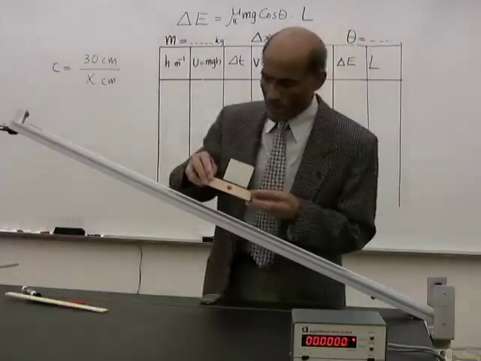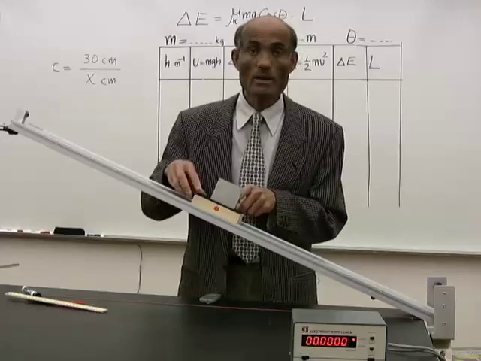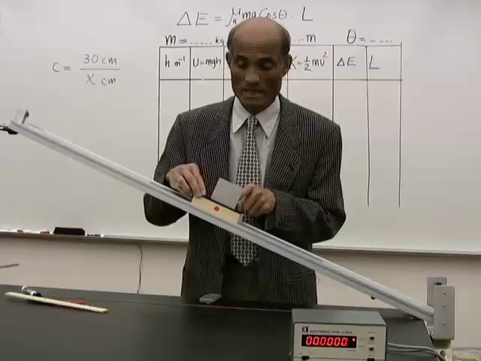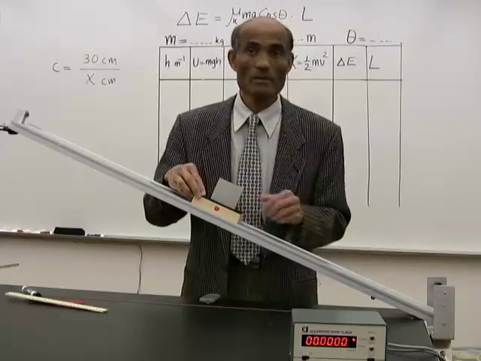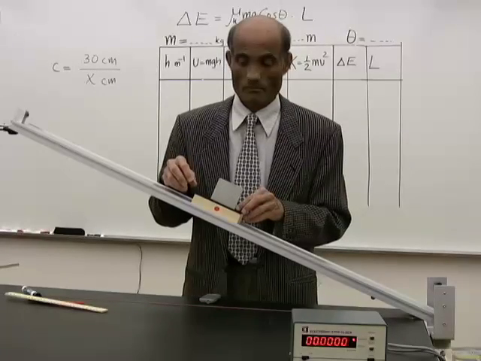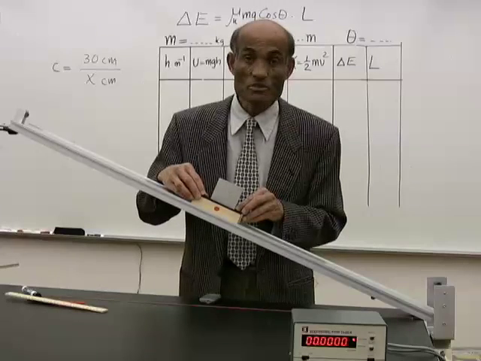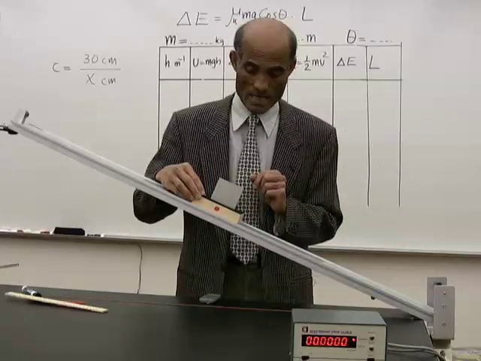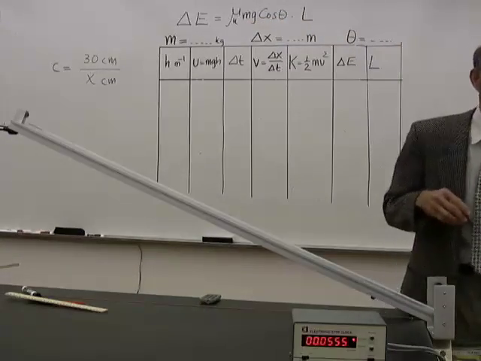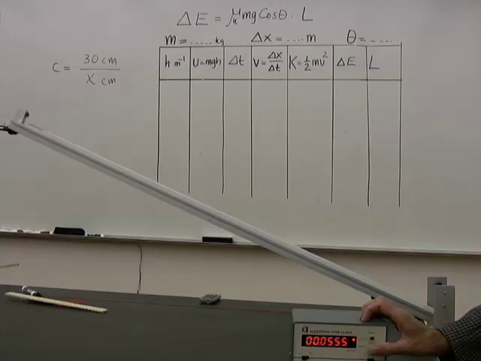We will now repeat starting from here. Okay, I'm going to give you 10 seconds. Measure H, the vertical height, and the length L. Okay. Let's do the first trial for that height. First trial. Measure the time. Reset the clock.